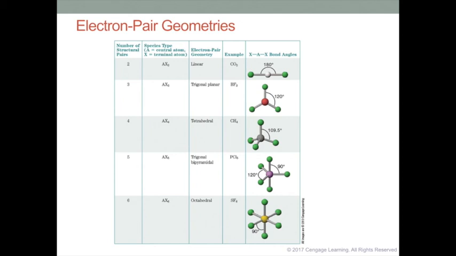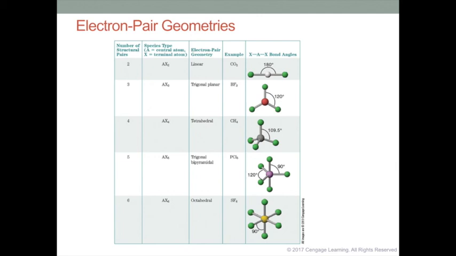If I have 2 domains around my central atom, then the electron pair geometry is linear. If I have 3 domains, then it's trigonal planar. If I have 4 domains, it's tetrahedral. 5 domains, trigonal bipyramidal, and 6 domains, it's octahedral. So it doesn't matter what the domains are, we're just looking at the number of domains for electron pair geometry.